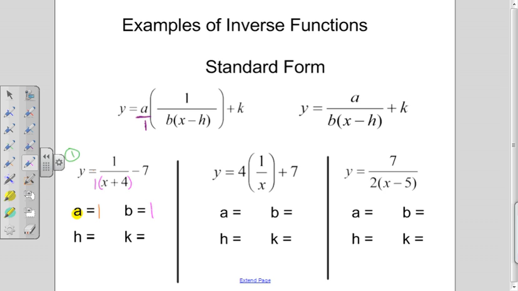H, remember, is affecting the input. You got to think the inverse. I see plus 4, it's really minus 4. And for K, it's affecting the output. It's A-OK. I see minus 7, it's really minus 7.